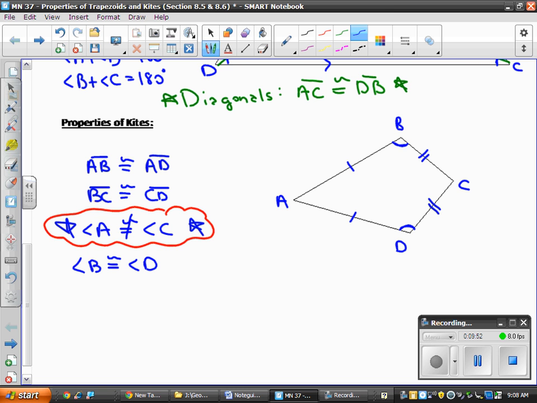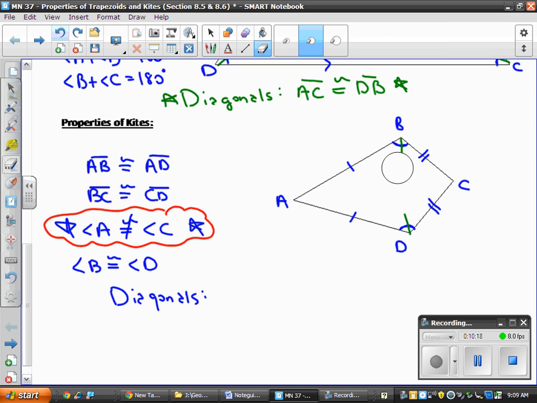Now, the most important thing about a kite is the information about the diagonals. So let me write diagonals down here, and I'm going to draw the diagonals. How about I do it in green again? Here's my first one. Oops, let me do that over again. Sorry, you guys, I'm shadowing myself. Okay. And here's the other diagonal.